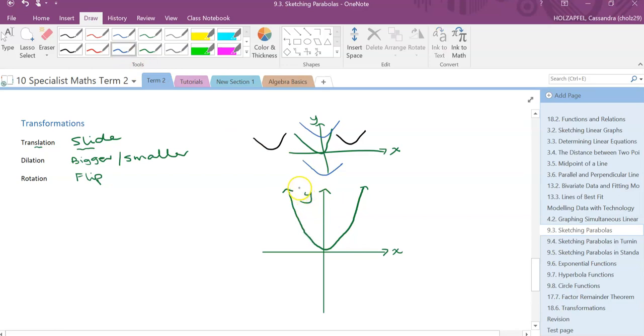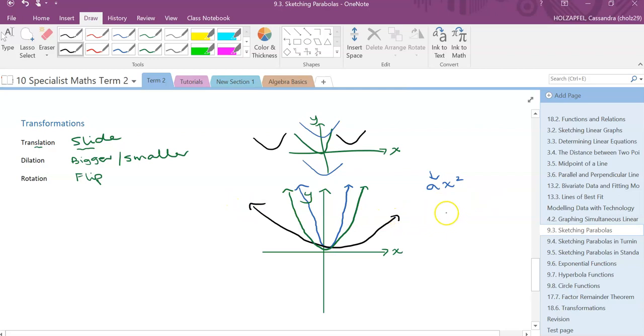Let me try that again. So if I had something like this, it is now a lot steeper. And if you've watched the last video, we were messing around with the coefficient in front of x squared, so that's our coefficient a. Alternatively, we could have something that's a lot flatter. This is why I teach mathematics and not art.